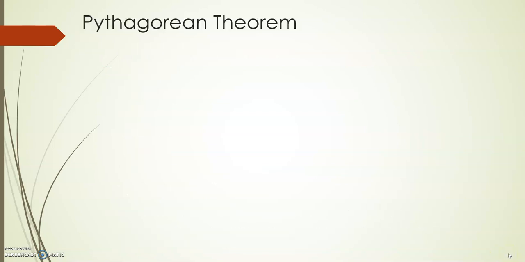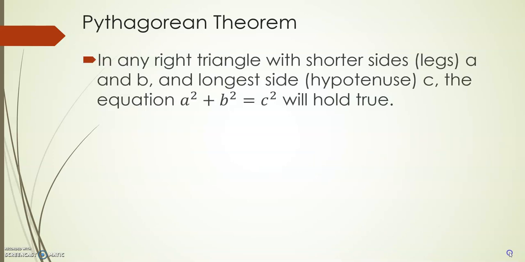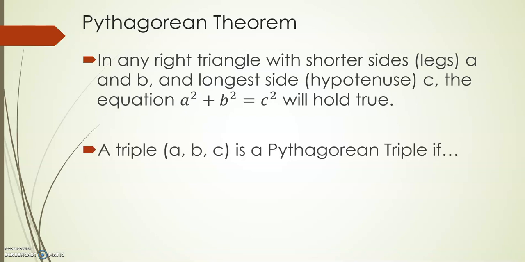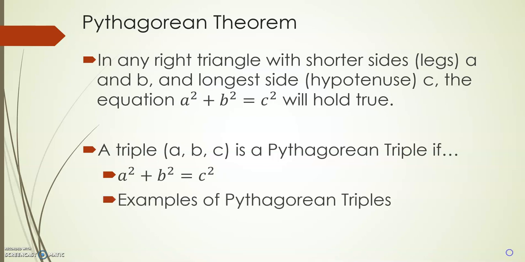Pythagorean theorem, if you remember from geometry, it works with right triangles. In any right triangle with shorter sides a and b, and longest side c, the equation a squared plus b squared equals c squared will hold true. A triple a, b, c is a Pythagorean triple if a squared plus b squared equals c squared. Examples of Pythagorean triples are 3, 4, 5 and 5, 12, 13.